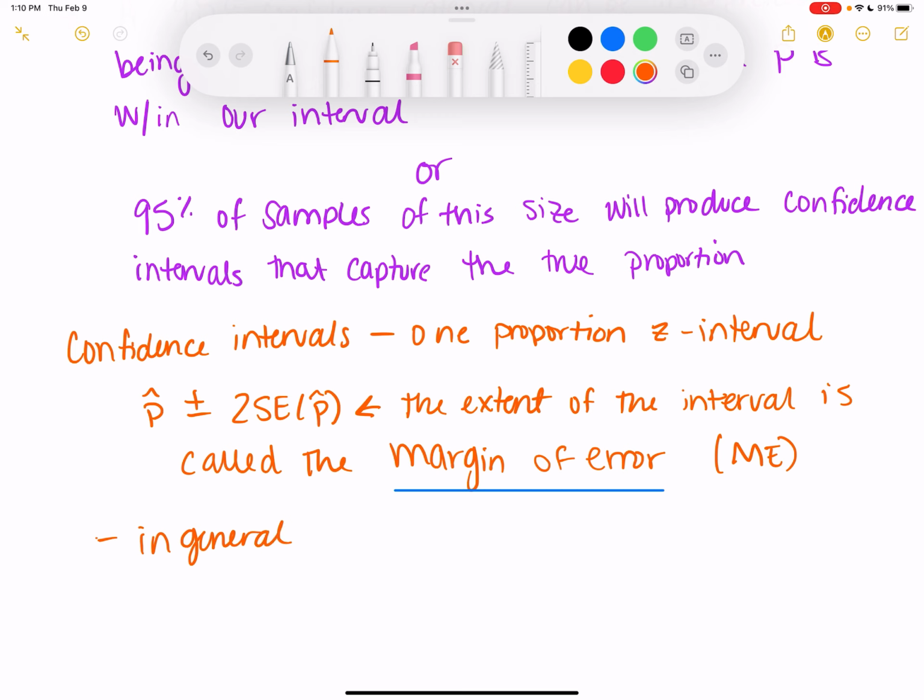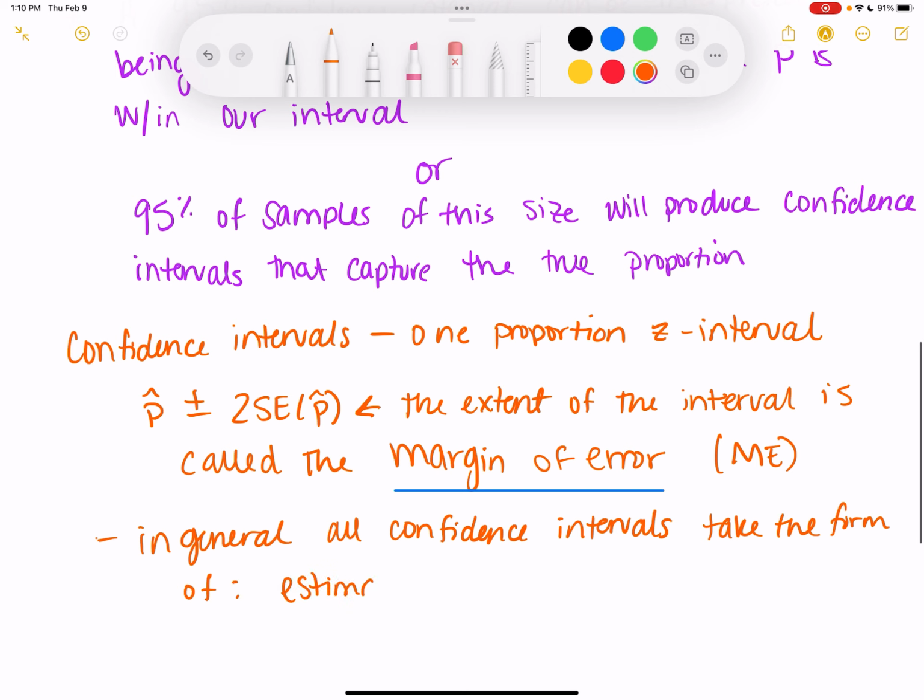In general, all confidence intervals take the form of estimate plus or minus margin of error.